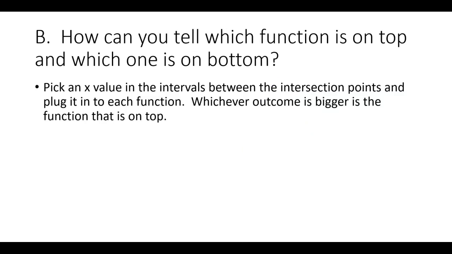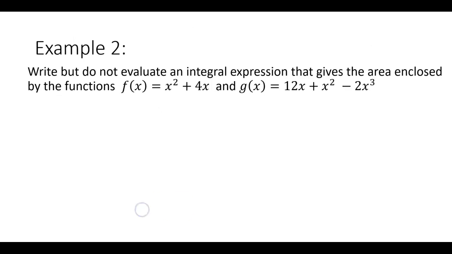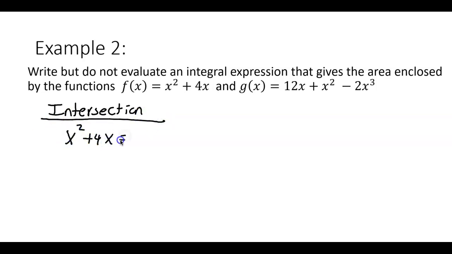All right. So let's take a look at an example there. This is review. We talked about this yesterday. How can you remember which one's on top, which one's on bottom? You just pick a number and plug it in. And we're going to get to do that again here. All right. Write but do not evaluate an integral expression that gives the area enclosed by these two functions. All right. So step one is to find the intersection points. How do we do that? By setting them equal to each other.